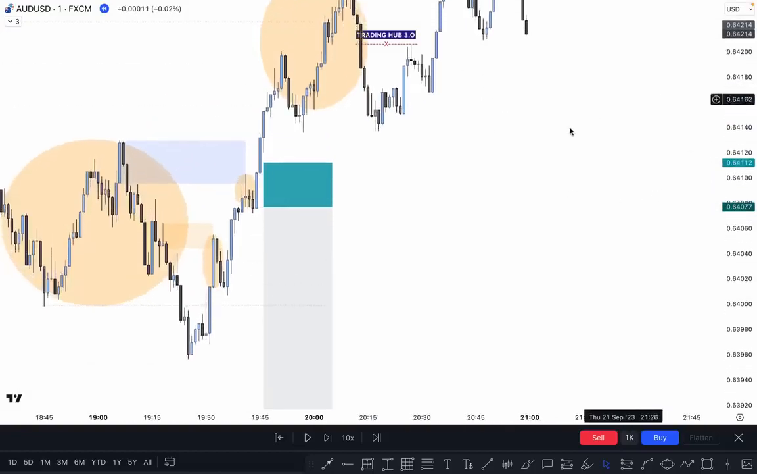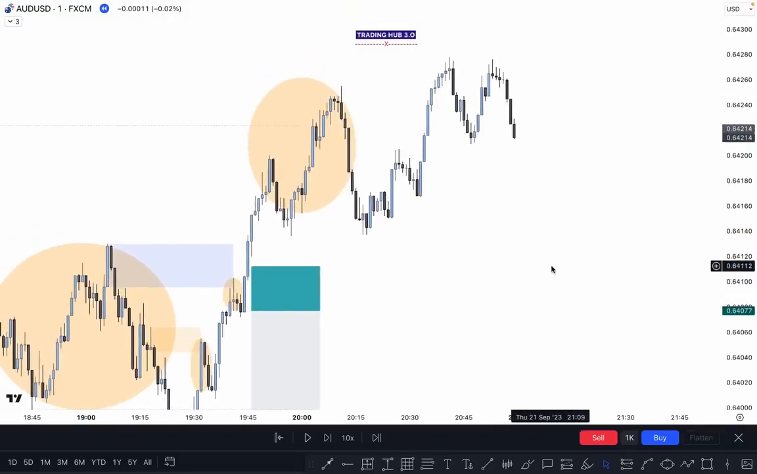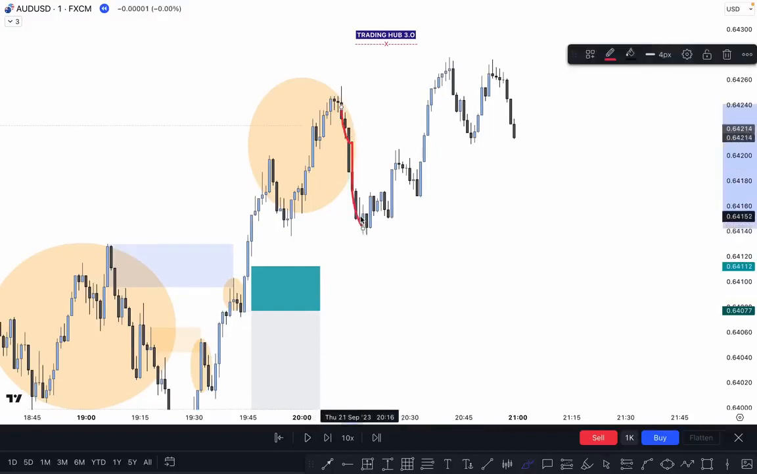So in this case you can see market created a CHoCH, but there is no inducement, that's why we can't take this entry model here, right? There is no inducement created in this leg. This is a single leg move here.